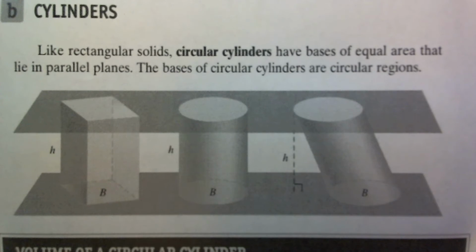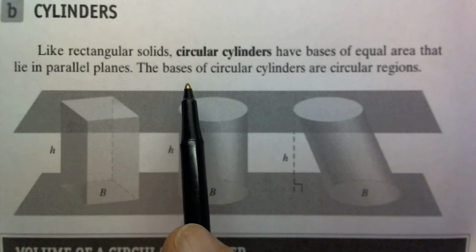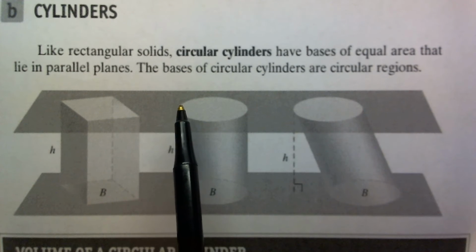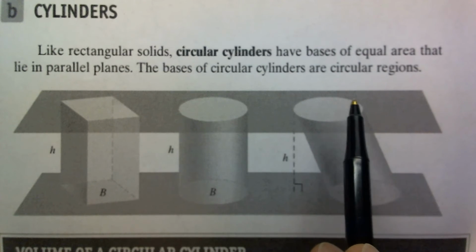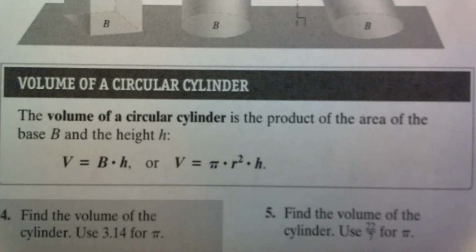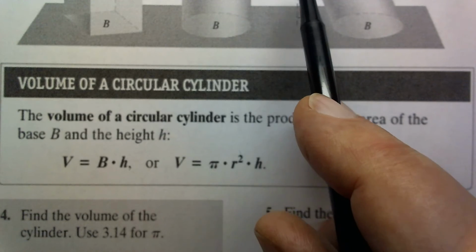Next, we'll be considering cylinders. Like rectangular solids, circular cylinders have bases of equal area that lie in parallel planes. The bases of circular cylinders are circular regions. So the volume of a circular cylinder is simply base times height. Since the base is a circle, the base is equal to pi times r squared, the radius squared, and then we multiply by the height.